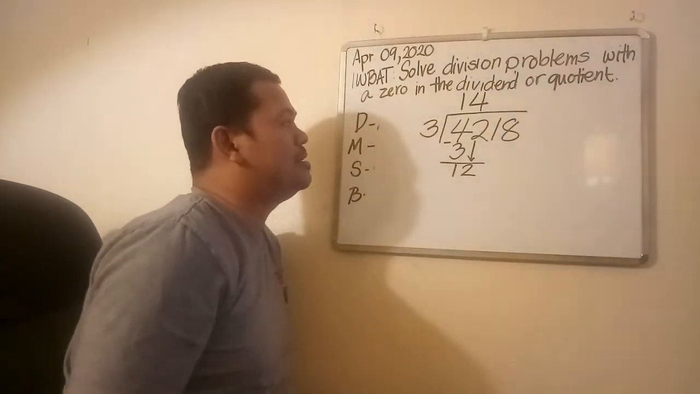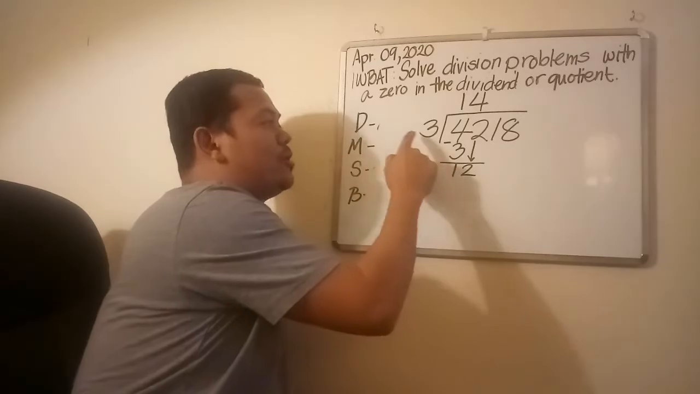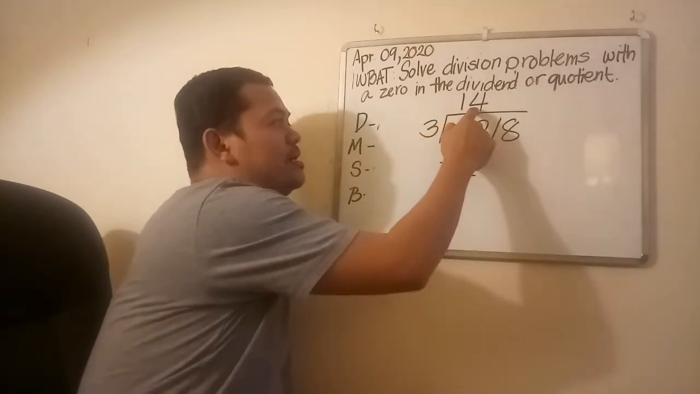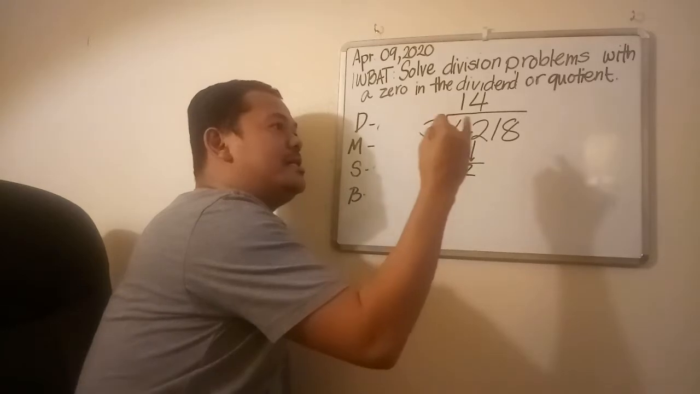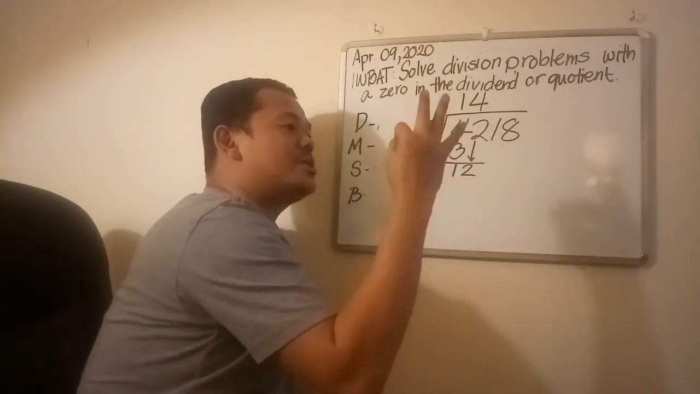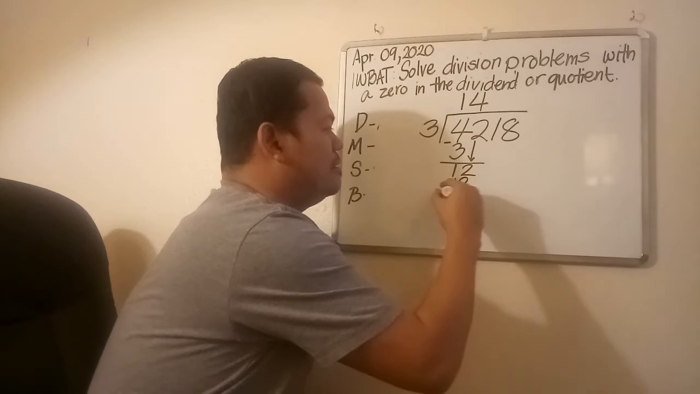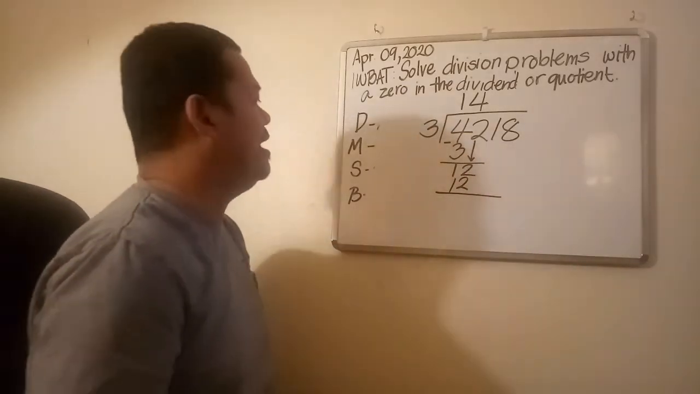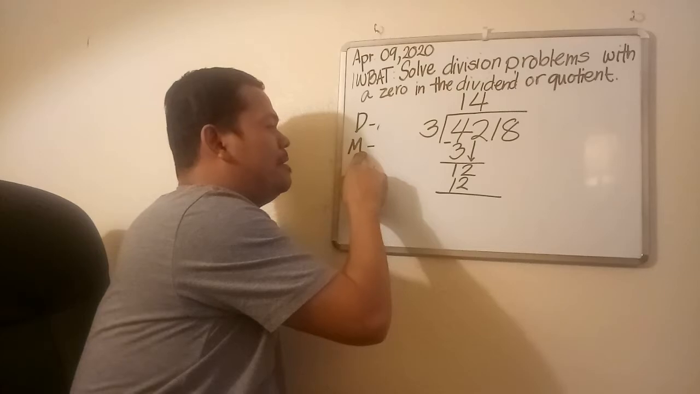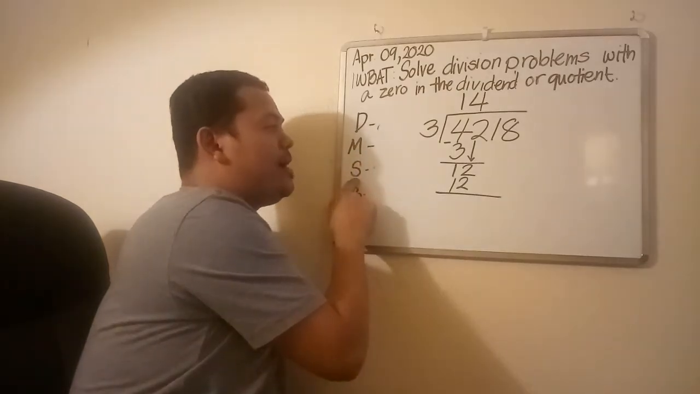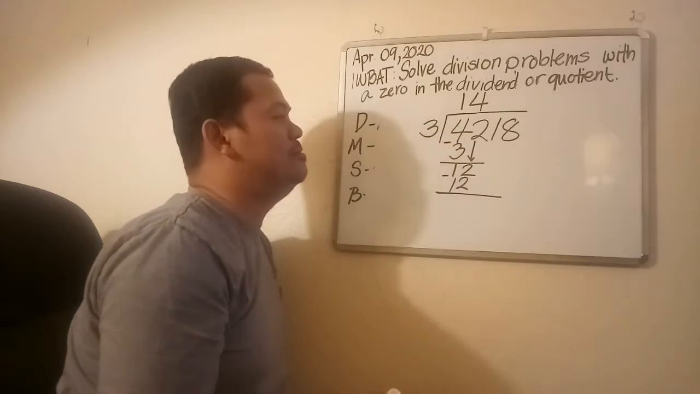There you go. After we divide, we're going to multiply. So 3 times 4. Let's count by 3 again. 3, 6, 9, 12. The answer is 12. There you go. Now, after we multiply, what's next? We subtract. So 12 minus 12 is equal to 0.